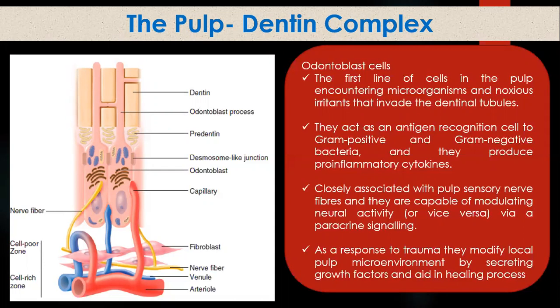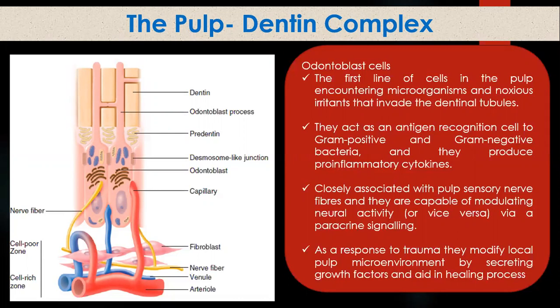So when we are having caries, it will come to enamel, it will come to dentin. So in dentin we will have the odontoblastic cells, which will be the ones to receive the irritant when the noxious stimuli invade the dentinal tubules. So they are considered the first antigen-recognizing cells for the bacteria and the toxins that are produced, or the pro-inflammatory cytokines that are produced.